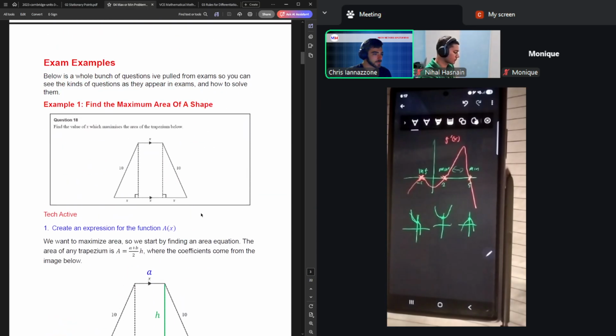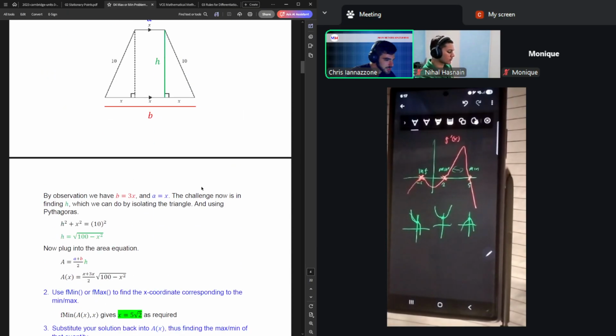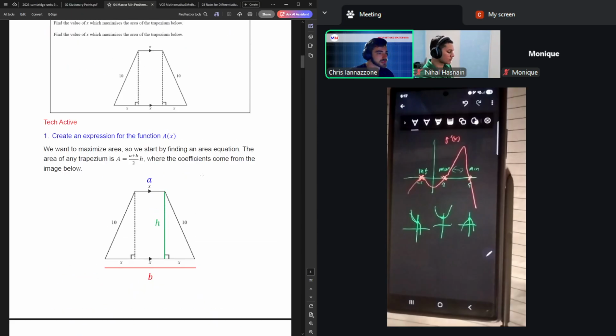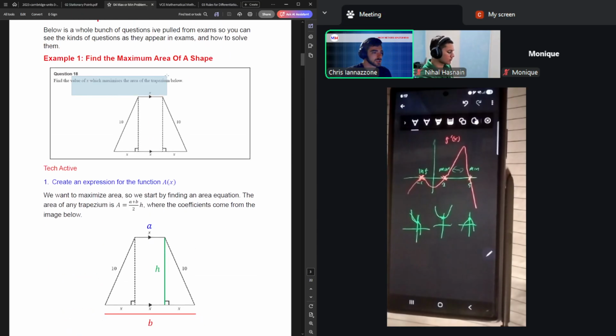Let's have a look at an example. They like to do these little trig-related things to try to trip things up. Yeah, it's kind of trig-related. So the goal here: find the value of x which maximizes the area of the trapezium. We've got a bunch of x's involved. We want to figure out which value is going to maximize the area. How big could it possibly be?